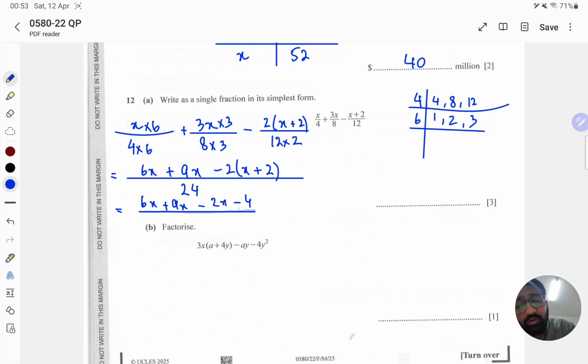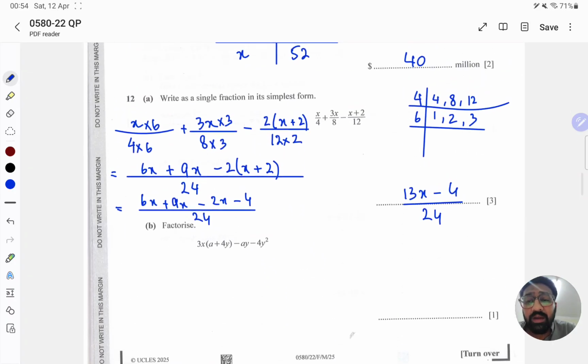Divided by 24. So 6 plus 9 is 15. 15 minus 2 is 13. So this is going to give us 13x minus 4 divided by 24. So this is the final answer. It cannot be further simplified because there is nothing common in the numerator.